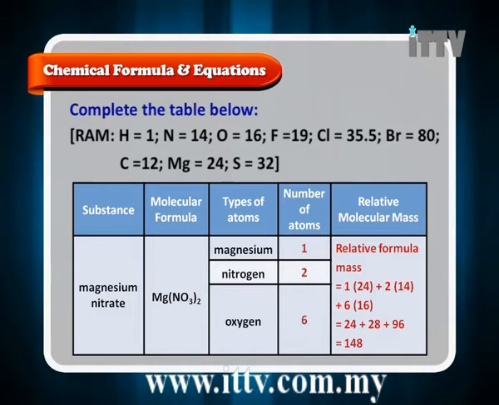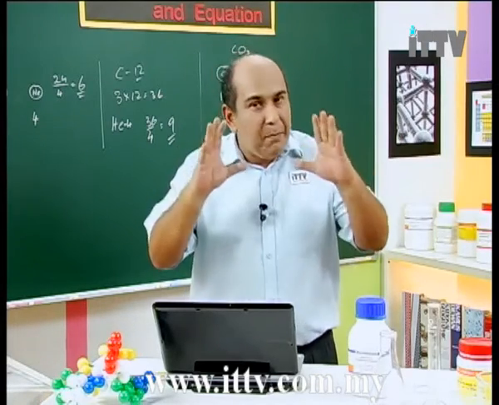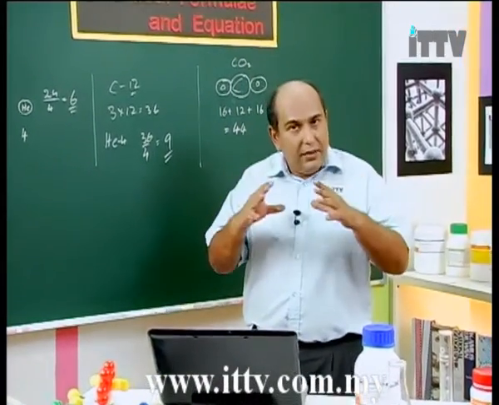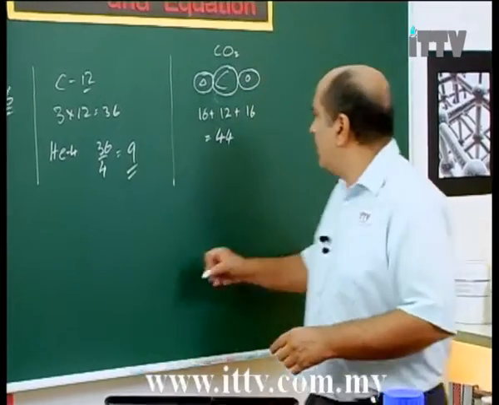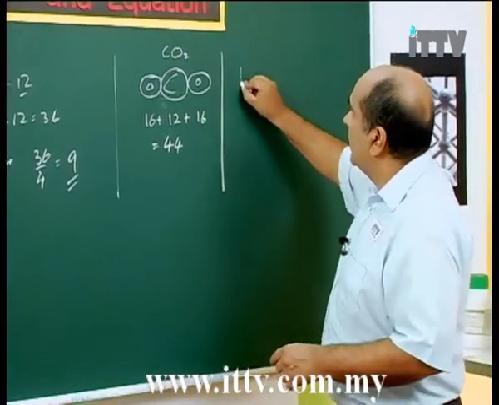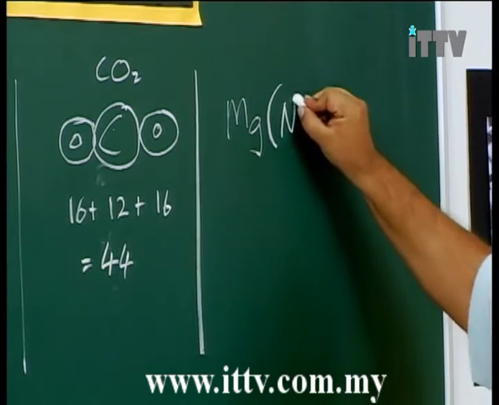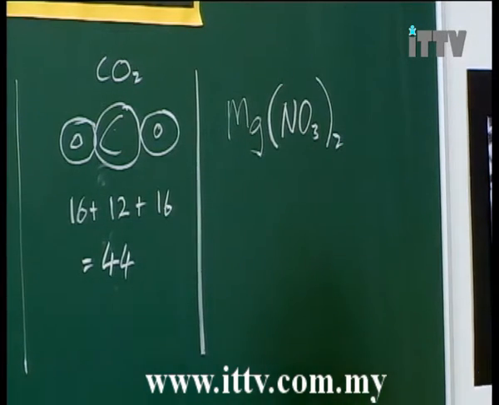Magnesium nitrate, Mg(NO3)2. So let's go up to the board and work through this one and make sure we are clear on the number of each of the atoms. And then we can work out its relative mass. So we've got the formula Mg(NO3)2. So what do we see?